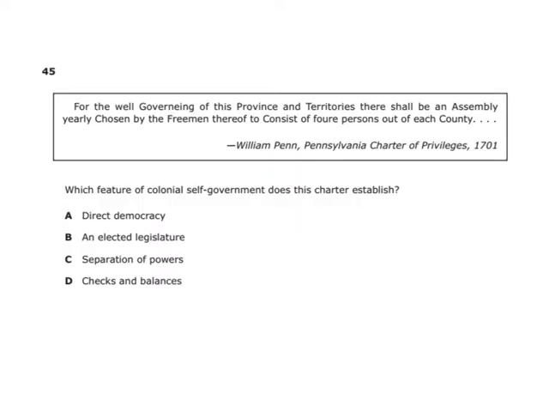For the well-governing of this province and territories there shall be an assembly, yearly chosen by the free men thereof to constitute or to consist of 4 persons out of each county. William Penn, Pennsylvania Charters of Privileges, 1701. Which feature of colonial government does this charter establish?